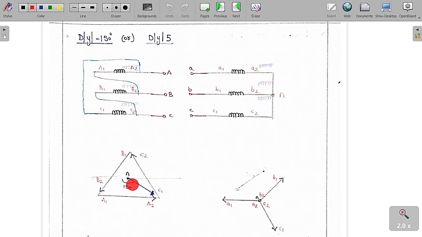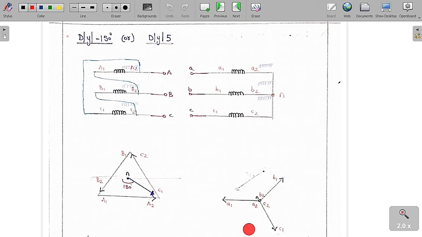But we want the phase voltage, so therefore keep a center point as N, and we are going to go for this A2 terminal. So therefore draw a straight line up to A2. So it is called as like this. So this is called as a reference phasor, reference horizontal line. So this is the angle between the reference phasor from here to here, this 150 degree. And for this now I am going to draw the phasor diagram.